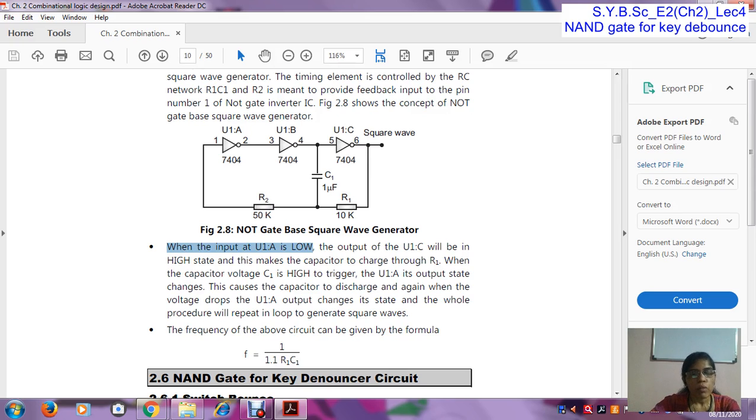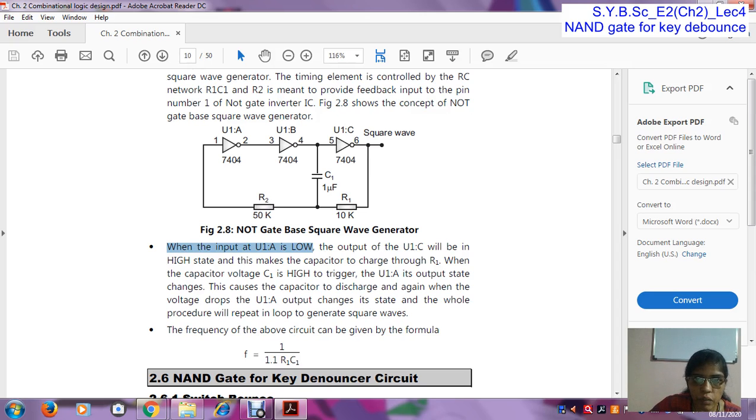Here, in the first step, the input of this NOT gate is low, so this output is 1. This output goes to the input of the second NOT gate. If this input is 1, then this output is low. This low output is given to the third NOT gate. If the input is low, then the output is 1. That means here we get the high output.